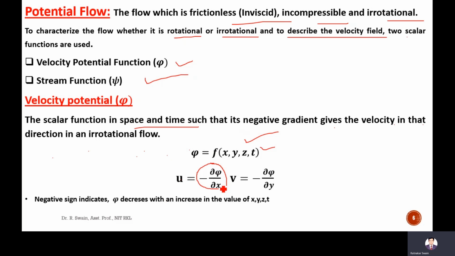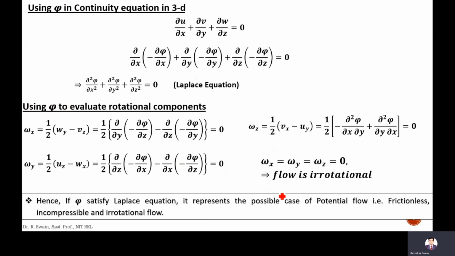The negative gradient with respect to x will give you the velocity in the x direction, that is u. The negative gradient with respect to y will give you the velocity in the y direction, that is v. This negative sign indicates that phi decreases with increase in the value of x, y, z and t.